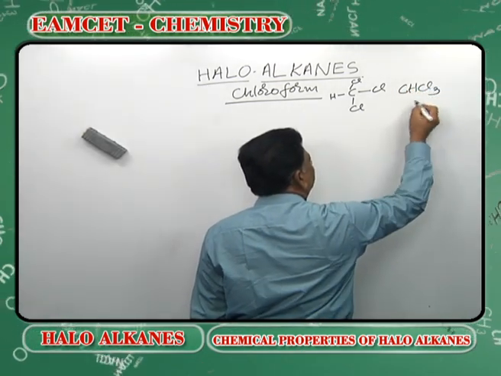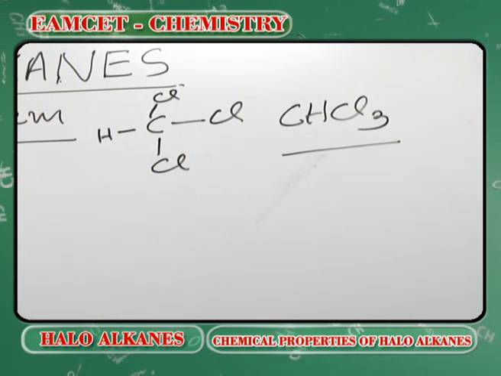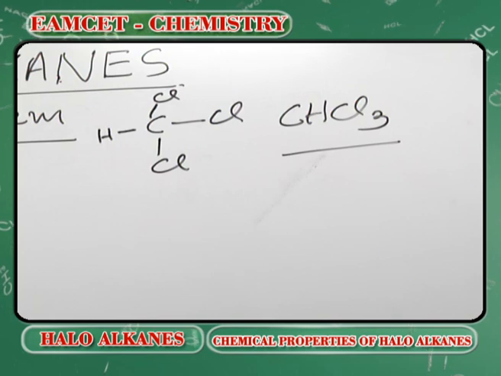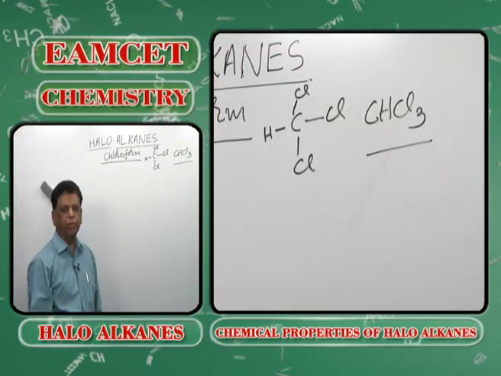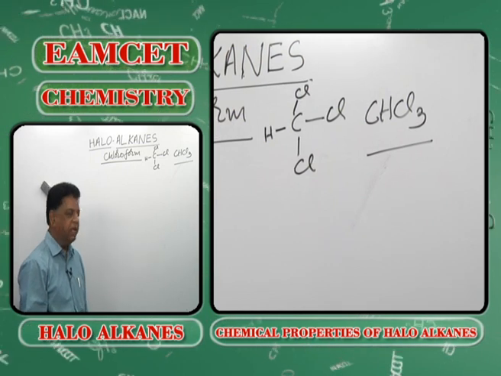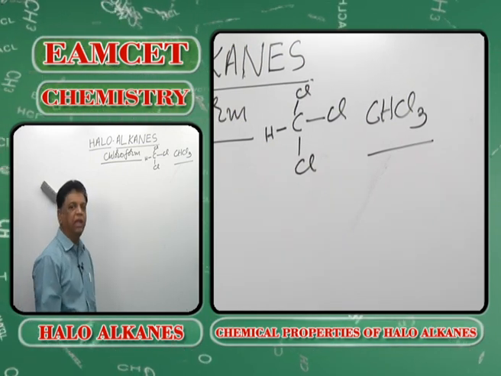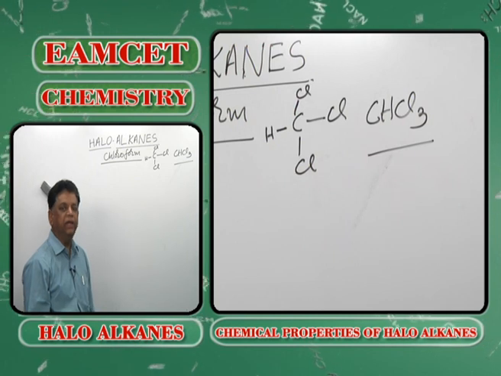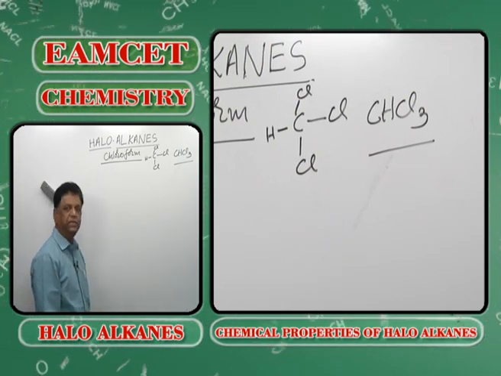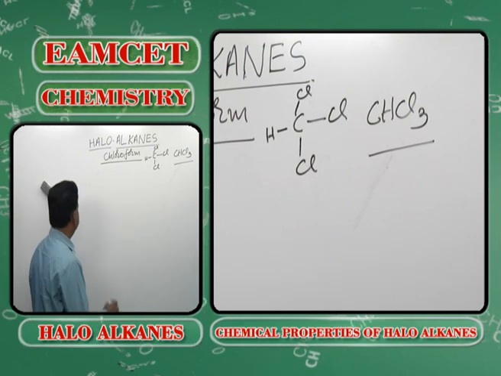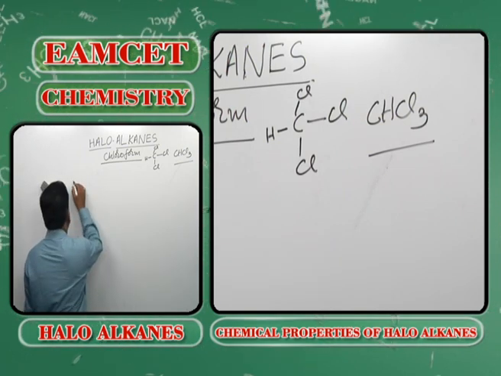It is a small molecule, however, it comes under the halo alkenes for two reasons. One is that it is a one carbon compound having three chlorines, so it has some special properties when compared with the halo alkenes. You cannot club up its properties with the halo alkenes. It has some special preparations and properties. Let us see how chloroform is prepared.